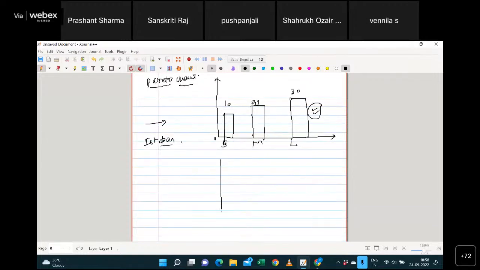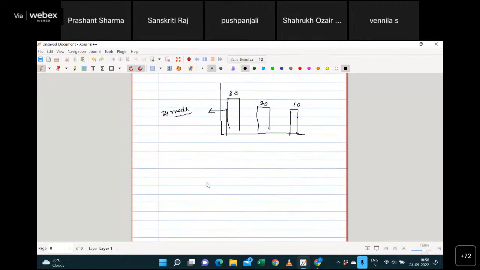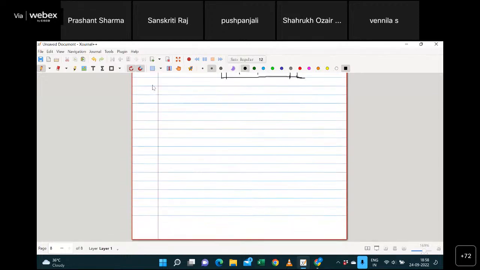Suppose I draw large here, which gives 30, then medium 20, then small 10. In the descending order of the Pareto chart, my first bar gives me the mode of the data set. Okay. So far, is it clear for everyone what the mode of a data set is? Do you know the bimodal of a data set?